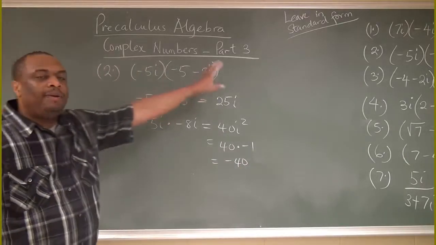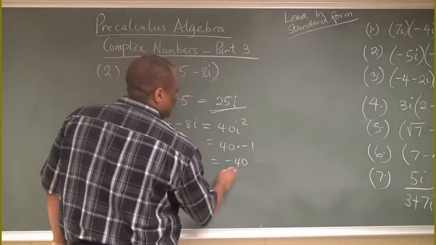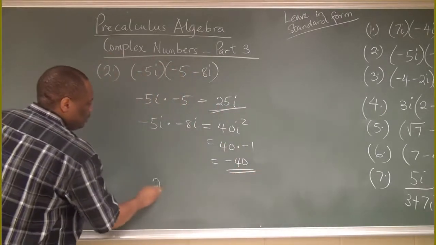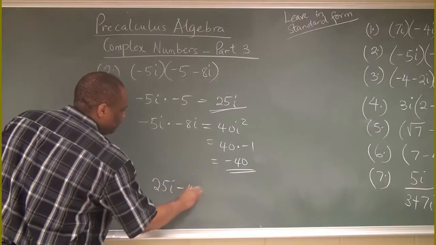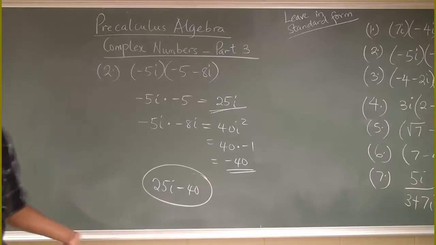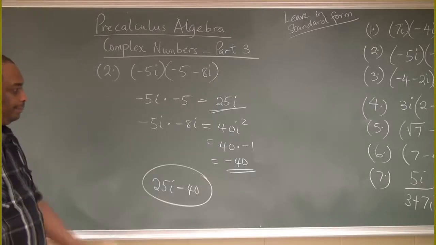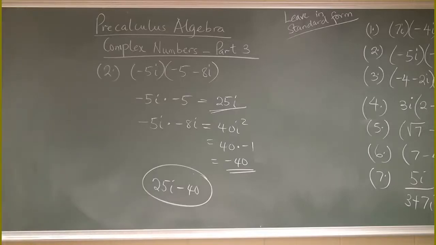So please just write it as is. You see this? Write it as is. So the answer will be what? 25i minus 40. That is as simple as that. 25i minus 40. Okay? Number 3.